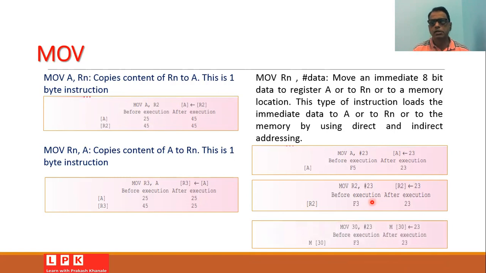If we write this instruction in this form, MOV 30, #23, where 30 is the address of the memory location, and suppose the content of the memory location is F3, after the execution of this instruction the content of the memory location whose address is 30 hexadecimal becomes 23.